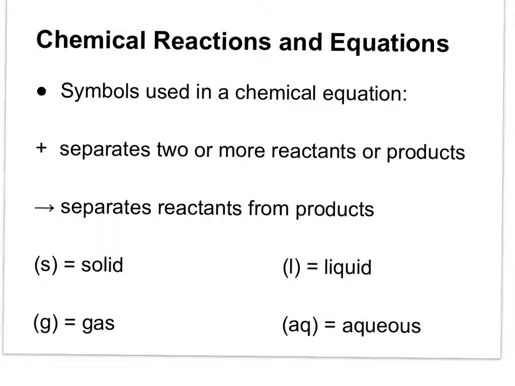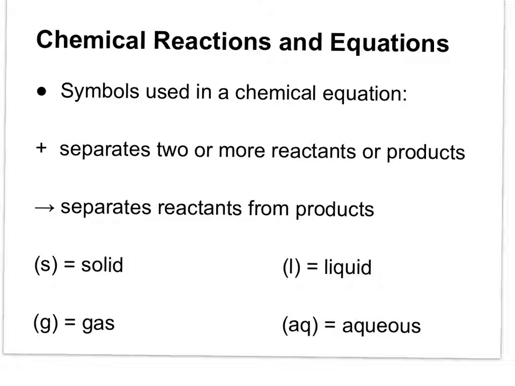Okay, so the plus sign is the marking point between two substances in an equation. So you've got propane plus oxygen. That means propane is one substance, oxygen's another substance, they're going to react. And they produce, on the other side, carbon dioxide plus water.